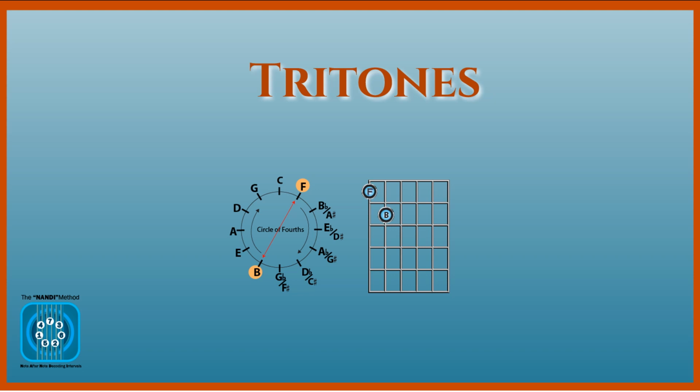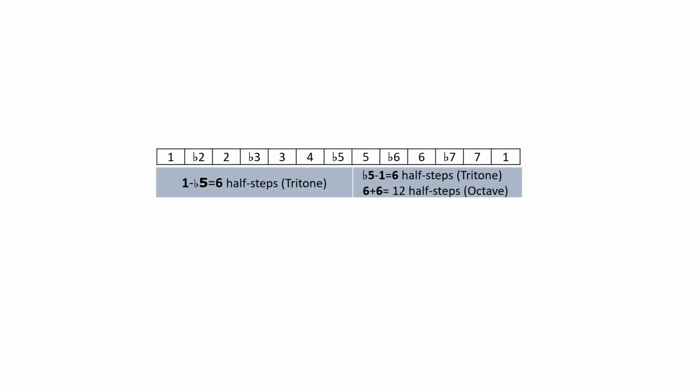In this lesson, you'll learn how to identify tritones on the fretboard. The tritone interval of 3 whole steps, or 6 half steps, divides an octave of 12 half steps into 2 equal halves, each containing 6 half steps.